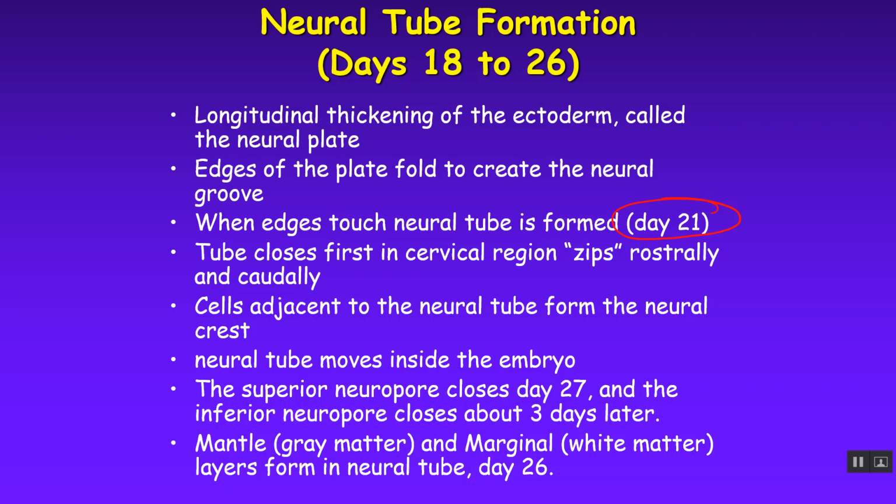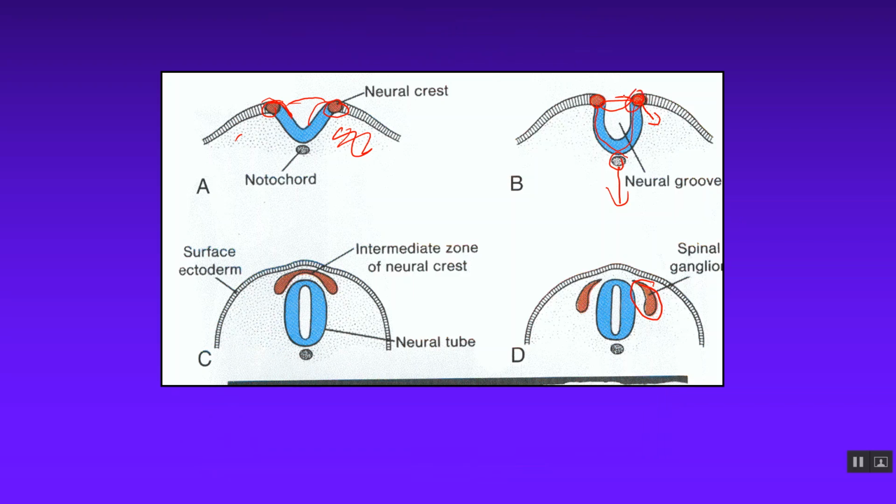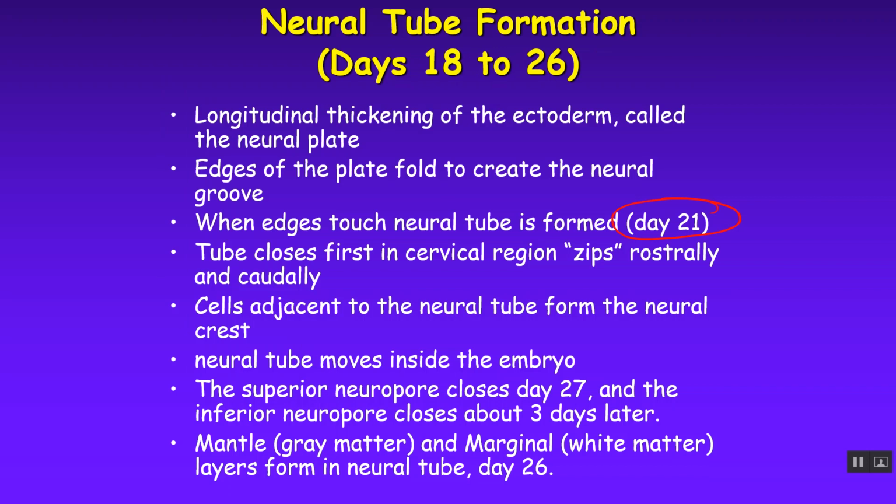The tube closes first in the cervical region. The first area to touch is up in the cervical region. Then it zips rostrally and caudally to close. Cells adjacent to the neural tube form those neural crest cells, these guys right here that we showed you, which become the dorsal root or spinal ganglion.